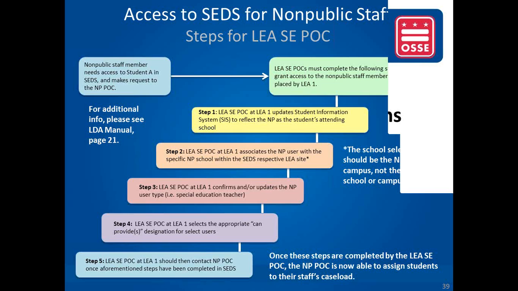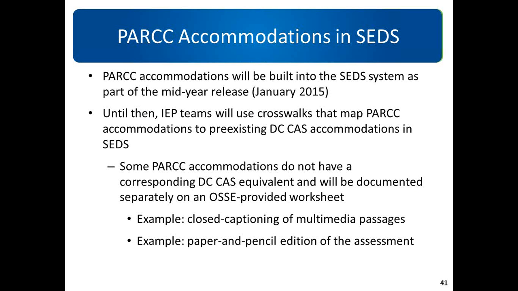And there's just 9 of these. A couple examples are closed captioning, and also a paper and pencil edition of the assessment. So those are a couple examples of accommodations that you have not heard of before, that you have not had to consider using before, and now you might need to consider them for certain students. Not all students, but some students might qualify for those.